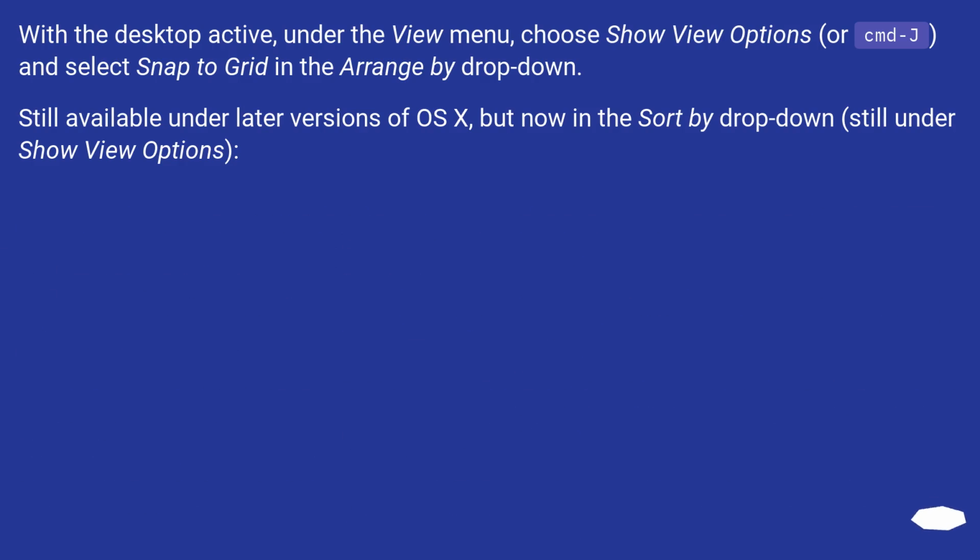With the desktop active, under the View menu, choose Show View Options, or Command-J, and select Snap to Grid in the Arrange by dropdown. Still available under later versions of OS X, but now in the Sort by dropdown, still under Show View Options.